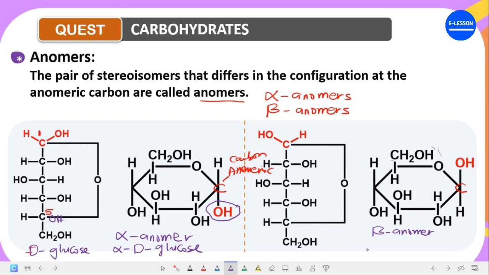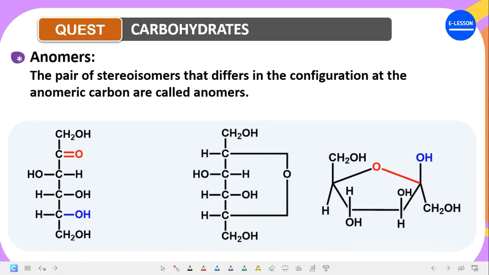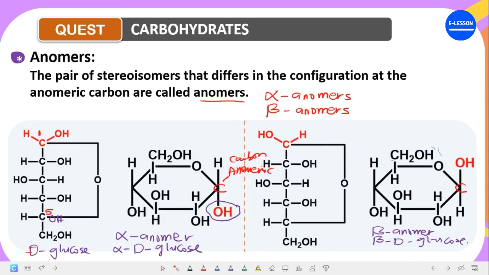Now, this is also D glucose, right? So you call it beta D glucose. Now, do you notice something? How do you draw this structure from here? I want you to visualize something. Turn this in such a way that this part is facing down. If you turn it so this part is facing down, what do you see?